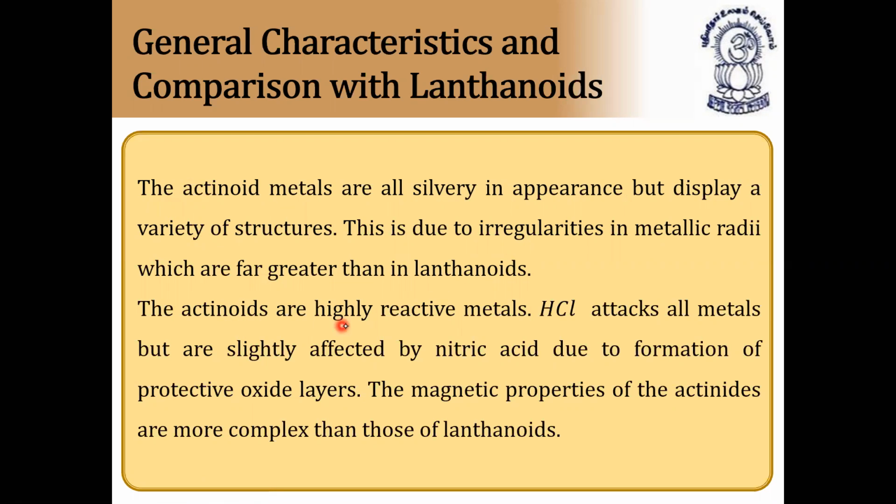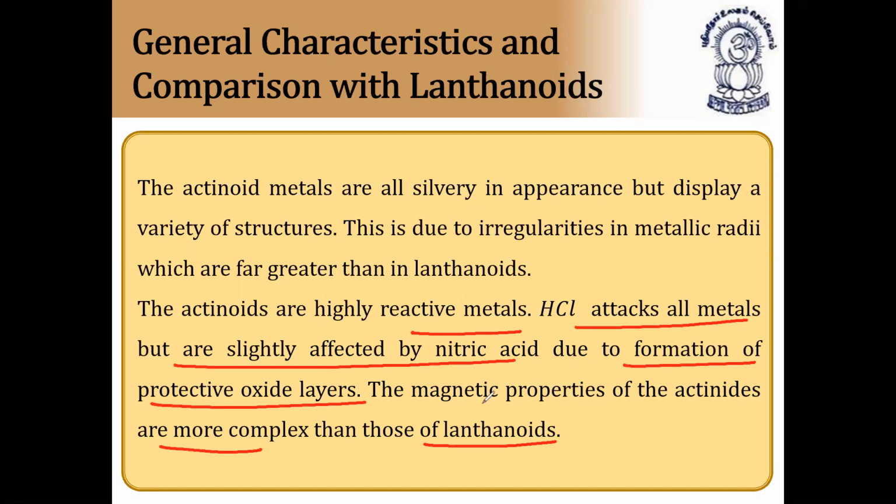The actinoids are highly reactive metals, more reactive than lanthanides. HCl attacks all metals but they are only slightly affected by nitric acid due to the formation of protective oxide layers. As the actinides have protective oxide layers on the surface, nitric acid will have the minimum effect, whereas HCl can attack all the elements. The magnetic properties of the actinides are more complex than those of lanthanides.